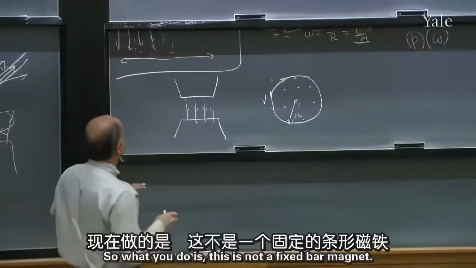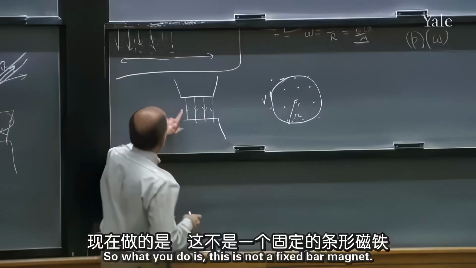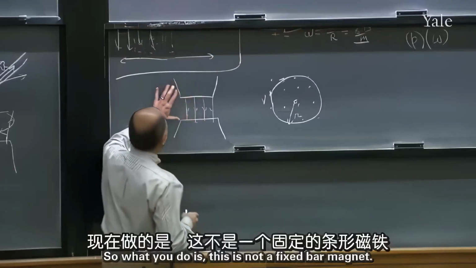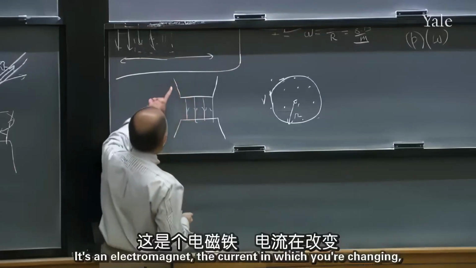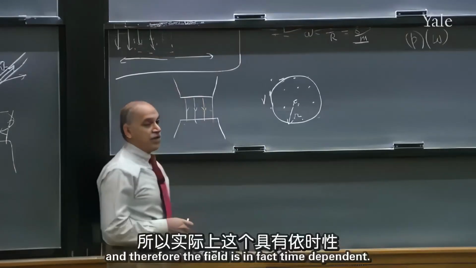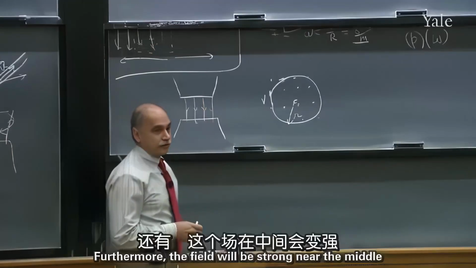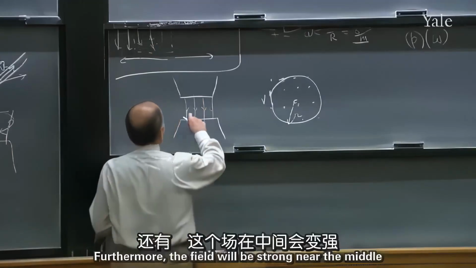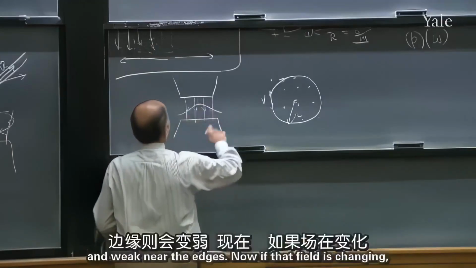Okay? So what you do is this is not a fixed bar magnet. It's an electromagnet, the current in which you are changing, and therefore the field is in fact time dependent. Furthermore, the field will be strong near the middle and weak near the edges.